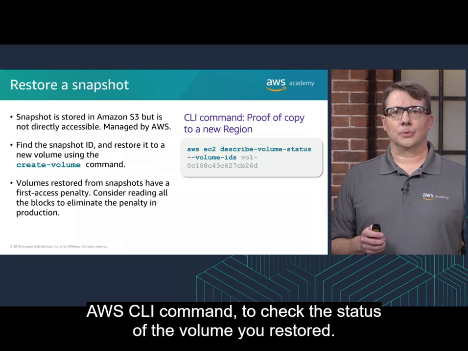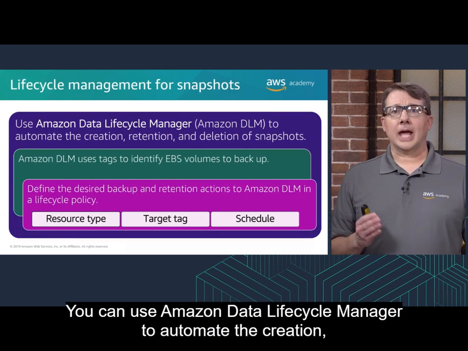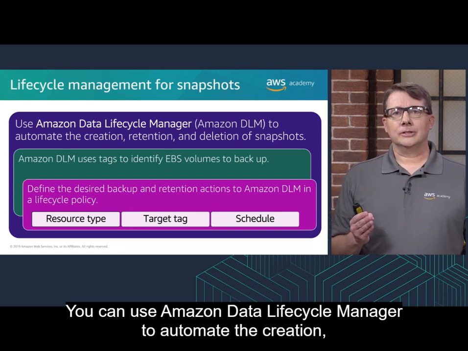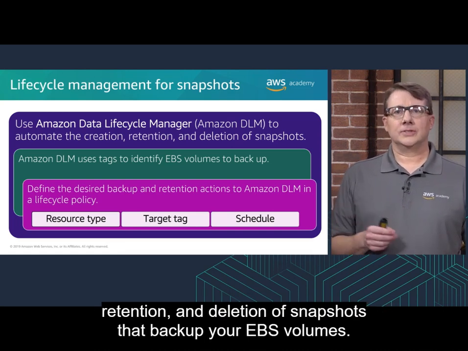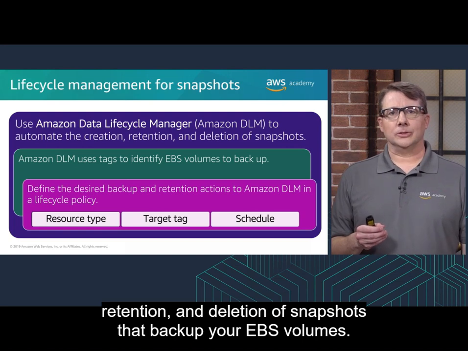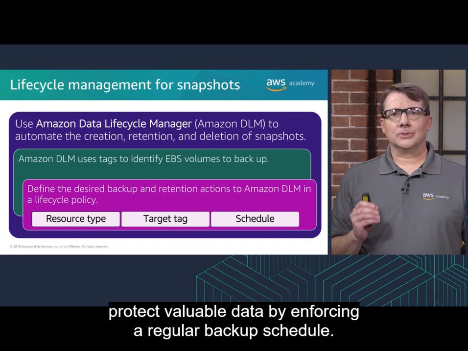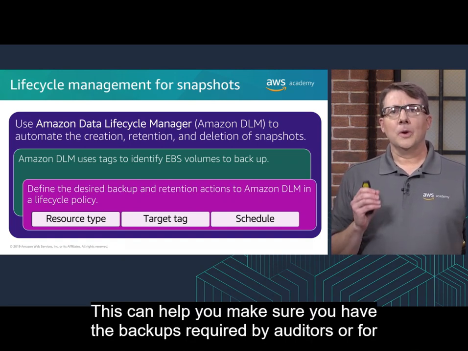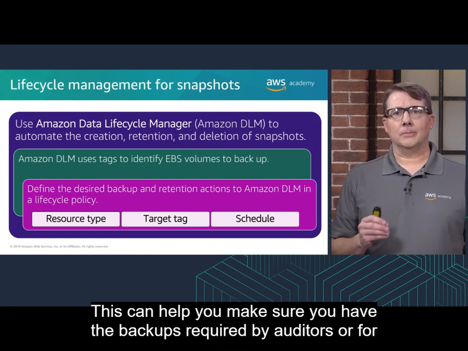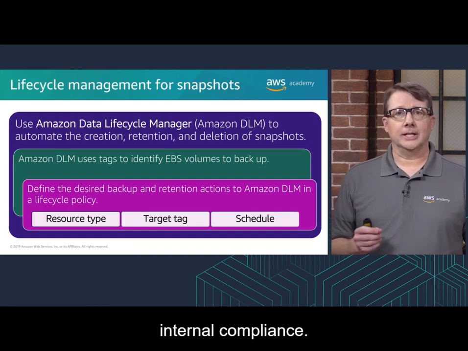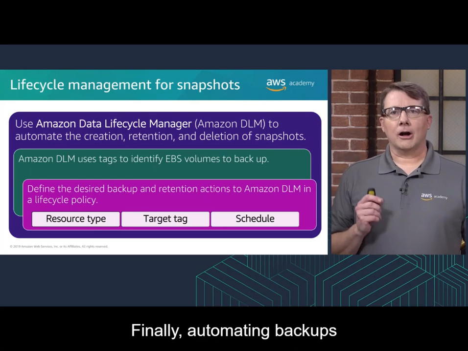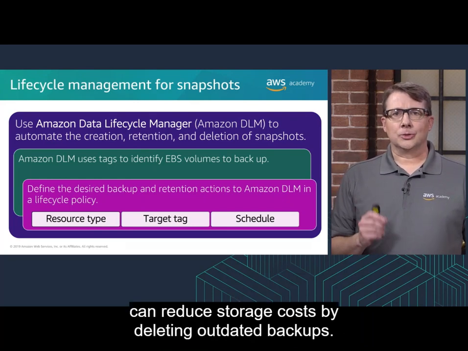You can use Amazon Data Lifecycle Manager to automate the creation, retention, and deletion of snapshots that back up your EBS volumes. By automating snapshot management, you can protect valuable data by enforcing a regular backup schedule. This can help you make sure you have the backups required by auditors or for internal compliance. Finally, automating backups can reduce storage costs by deleting outdated backups.